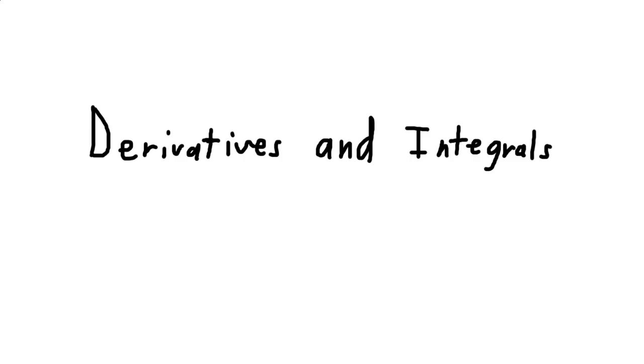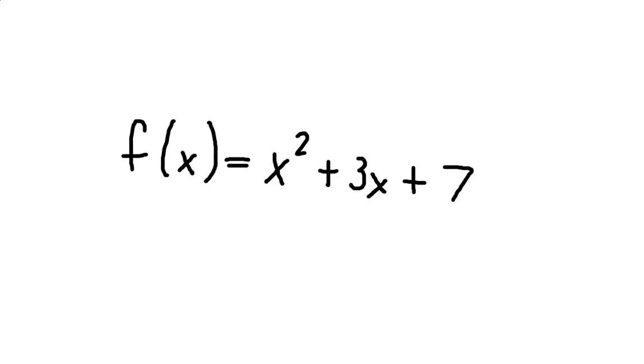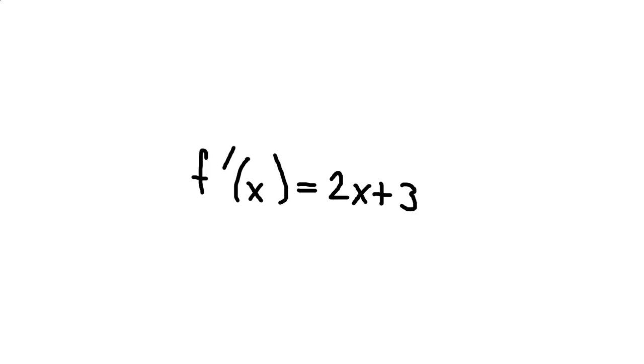To differentiate the expression f of x is equal to x squared plus 3x plus 7 in terms of x, we look at the exponent associated with x, multiply by that exponent, and reduce the power by 1. In the case of the constant, 7, the exponent associated with x is 0, and therefore we multiply by 0, which causes the constant to drop out. Therefore, f prime of x, which is the derivative of f of x, is equal to 2x plus 3.